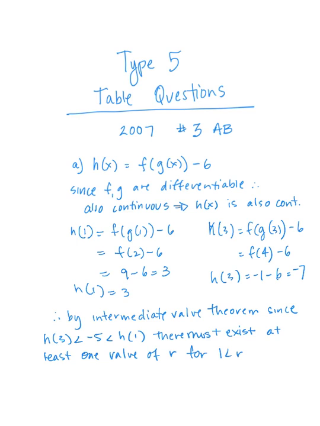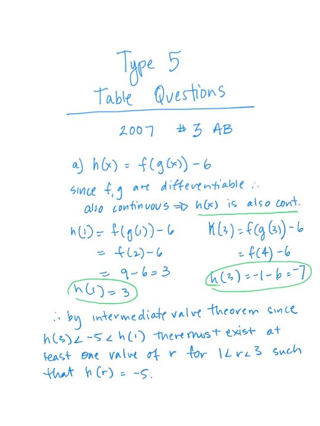for my interval between 1 and 3, right, such that h of r equals negative 5. This comes directly from the stem of the problem. Okay, so remember, not only is h continuous, but then you have to show a comparison between h of 1, h of 3, and then that r has got to be in between that interval of 1 and 3.